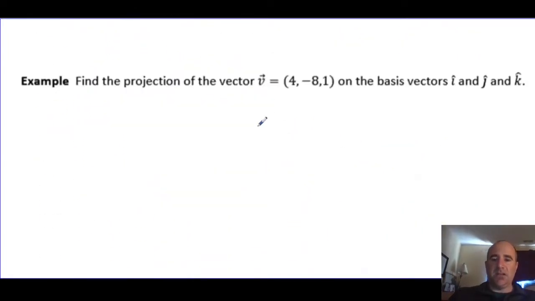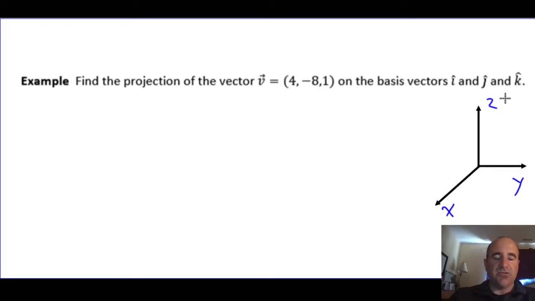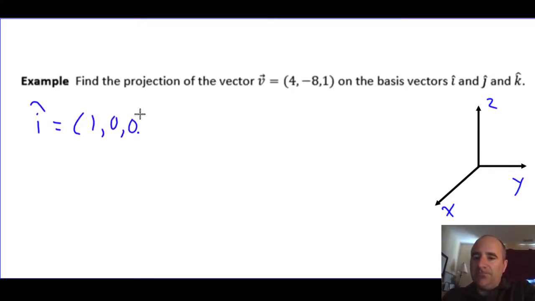Okay, in this last example, I said find the projection of the vector v onto the basis vectors i, j, and k. So if you remember, i goes in the direction of the x-axis, j goes in the direction of the y-axis, and k goes in the direction of the z-axis, and they're each unit vectors. So that means that, for example, vector i just has the coordinates, or the value, 1, 0, 0.